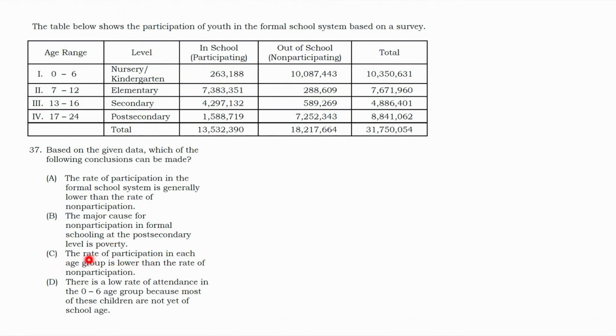And letter C, the rate of participation in each age group is lower than the rate of non-participation. As you can see here, dito sa age group na 7 to 12 and 13 to 16, mas mataas yung participation compared to the non-participating. So, mali to, letter C. Letter D naman, there is a low rate of attendance in the 0 to 6 age group because most of these children are not yet of school age. So, wala rin tayong data about dito. Hindi naman siya kasama dito sa data natin. So, yung correct answer dito is letter A.